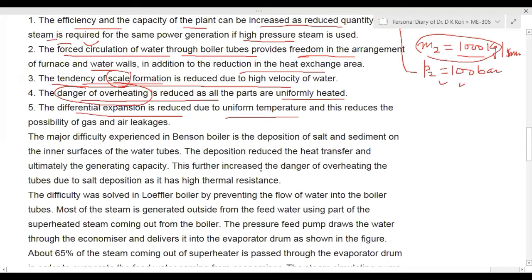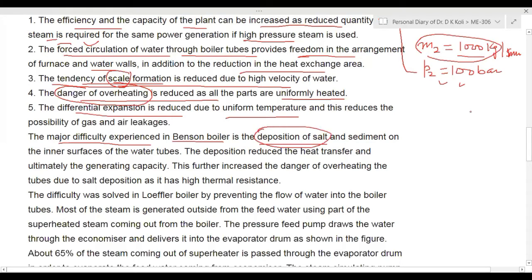But we have seen earlier that a major difficulty experienced in the Benson boiler is the deposition of salt. The Benson boiler has eliminated the difficulty which was found in the Lamont boiler, which is the formation of steam bubbles that prevents the flow of heat. But there is still the problem of the deposition of salt.